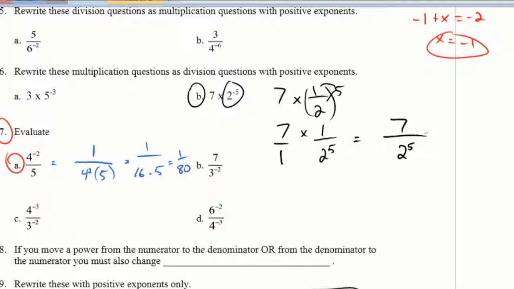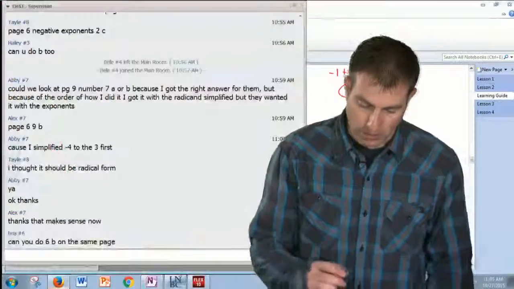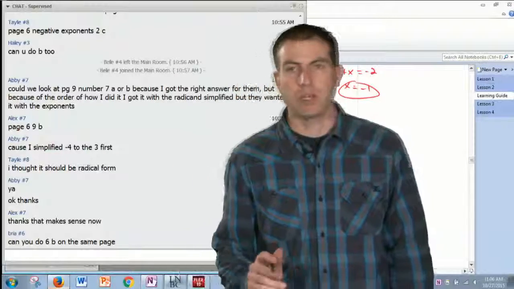And I have a feeling that they didn't actually calculate the number again. They probably just left it like that. So hopefully that helps a little bit for 6B there.